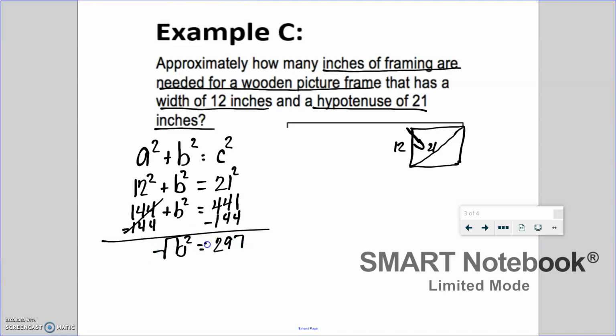I'm going to find the square root. And the square root is approximately 17.2. We're going to round to the nearest tenth. Okay, so it's approximately 17.2. So that means my length is 17.2. Now I figured out my missing side.